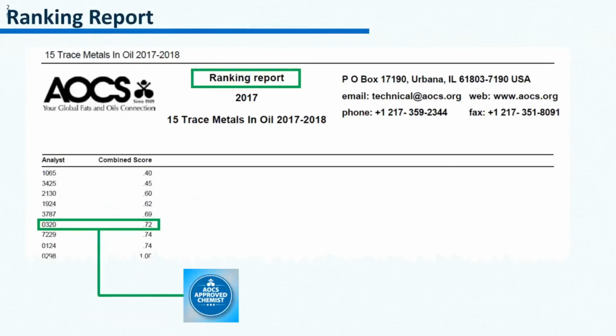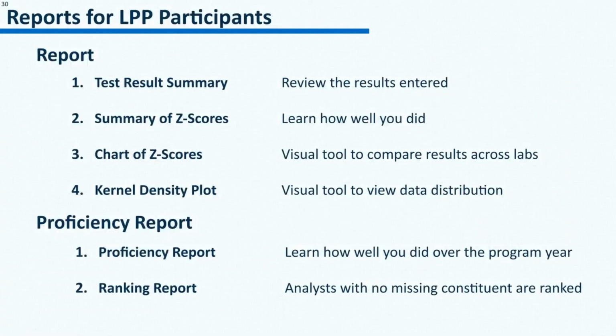The second part of the report is the ranking report. It lists the analyst number in order of increasing combined scores, and only analysts with no missing constituents are listed. Therefore, if an analyst listed in the ranking report has a combined score of less than 1.4, the analyst is qualified to apply for the approved chemist status. We have viewed the report and the proficiency report. We have discussed what information is available in each part of the report.